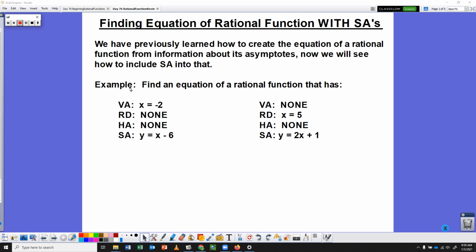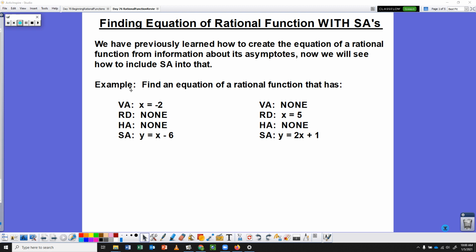In this video, we're going to take another look at finding equations of rational functions. Now that we've learned about slant asymptotes, we can talk about ones that have slant asymptotes in them as well as we're going to review all the concepts from rational functions. So we've previously learned how to create the equation of rational functions from information about its asymptotes, but now we're going to see how the slant asymptote plays into that.